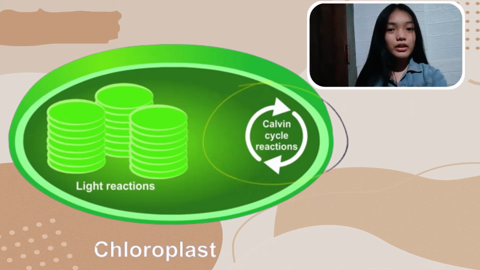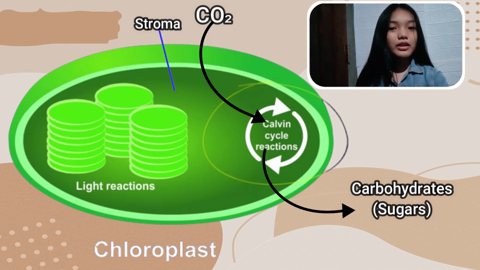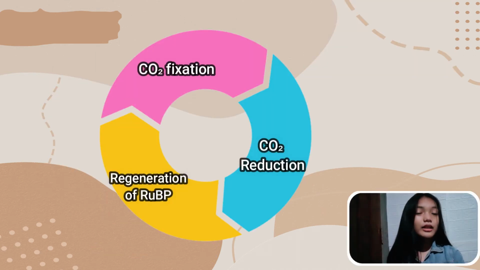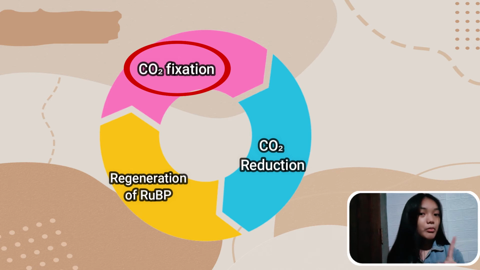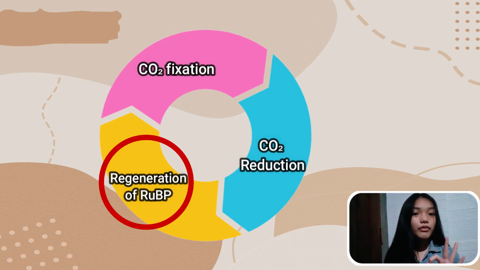The overall purpose of the Calvin cycle is to convert carbon dioxide from the atmosphere into carbohydrates or sugars, which the plant needs to power its cellular activities and build new plant structures. The Calvin cycle occurs within the stroma of the chloroplast. The reactions use the ATP and NADPH produced by the light reactions to convert the CO2 to carbohydrate. The Calvin cycle can be divided into three phases: carbon dioxide fixation, carbon dioxide reduction, and regeneration of RuBP.